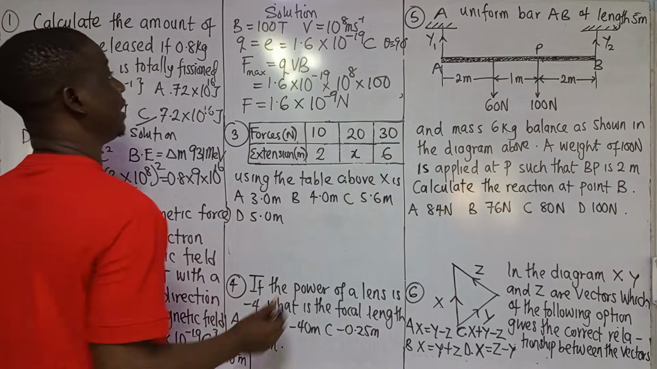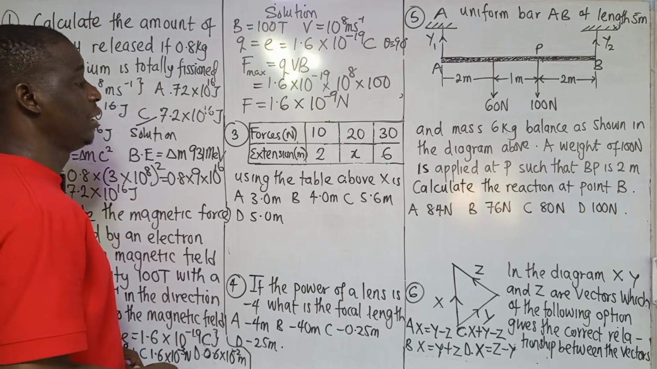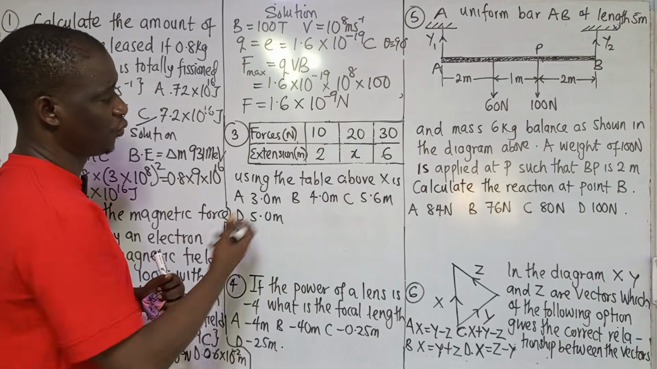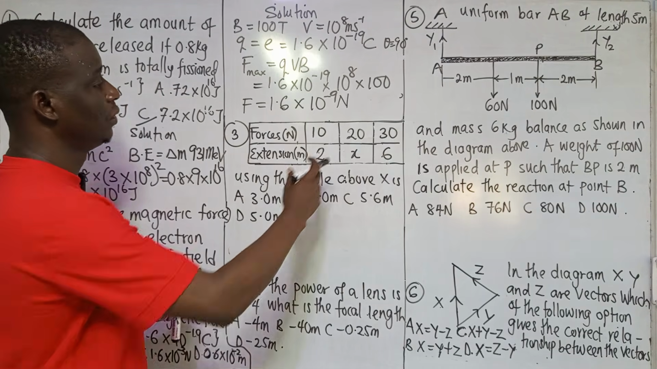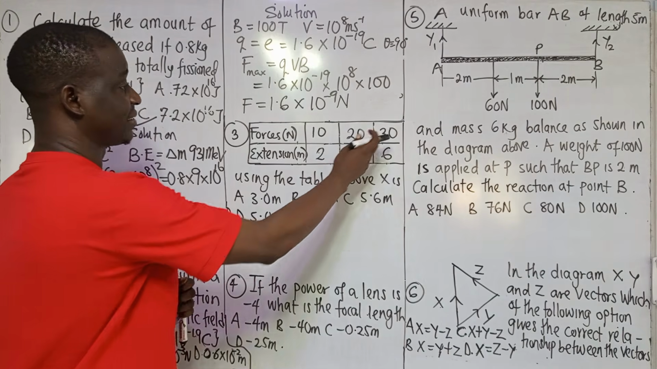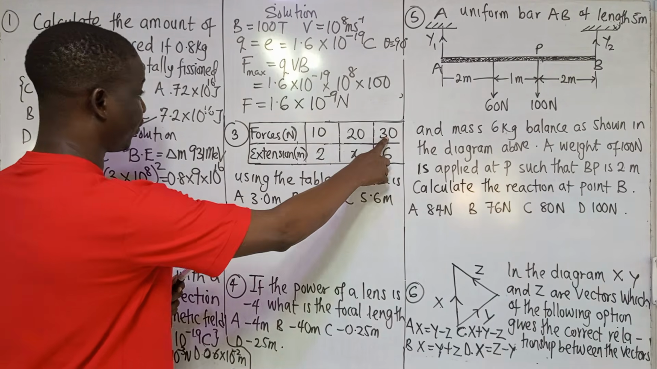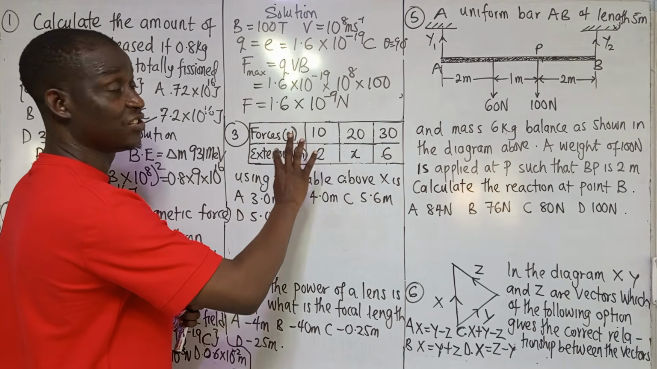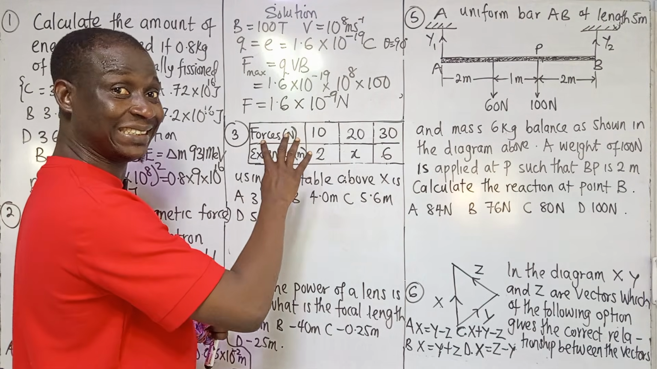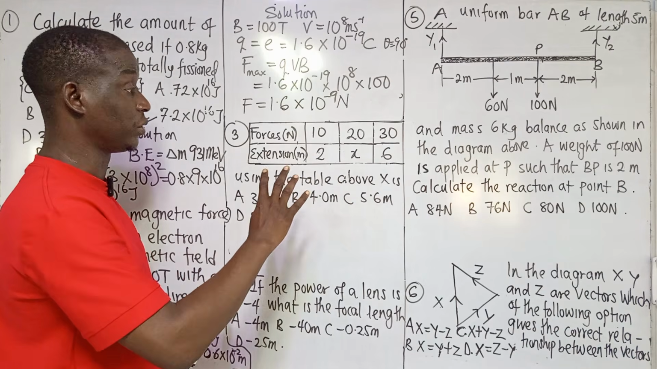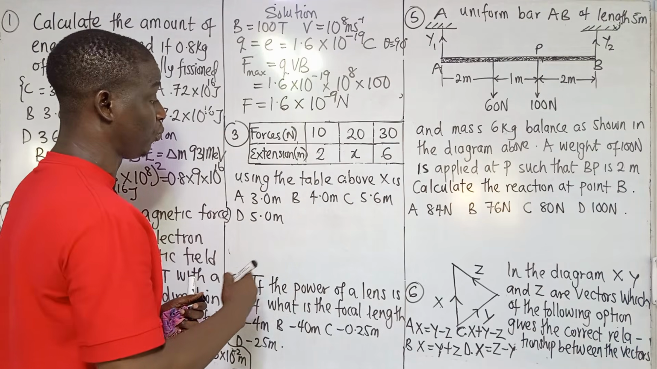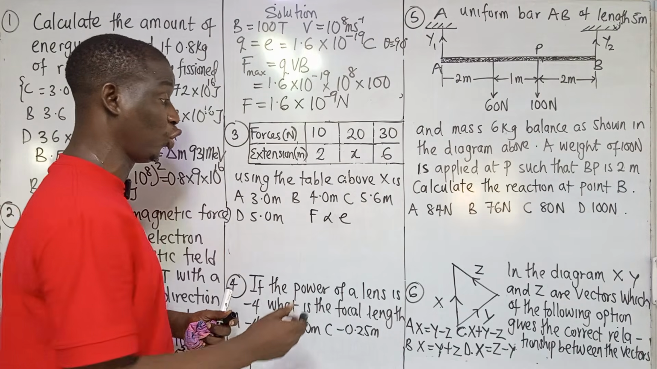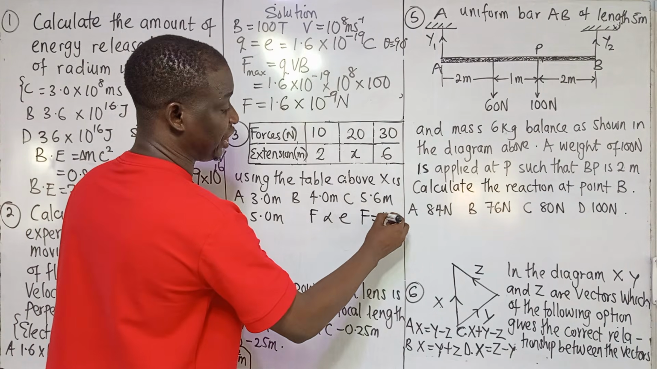Now, having known that, let's look at the next question, which is under elasticity. We are given a force of 10 when the extension is 2, 20 when the extension is x, and 30 when the extension is 6. In this table, we are assuming that the elastic limit is not exceeded. It was not stated in the question, but that's what I want to assume to solve our problem. The force applied is directly proportional to the extension according to Hooke's law, and if you remove the proportionality, you have F equals KE.